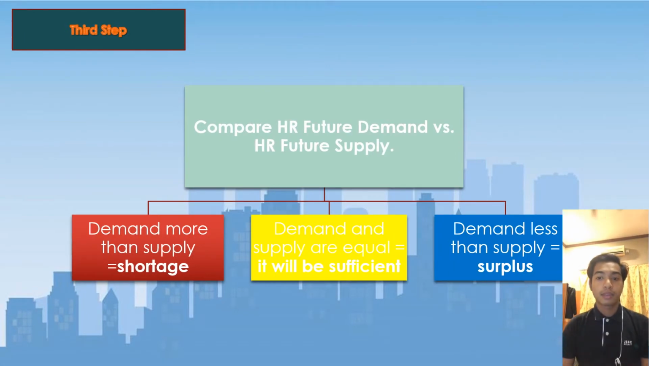The third step is to compare human resource future demand and human resource future supply. There are 3 types of result. The first one is if demand is more than supply, it will be a shortage, meaning a case where the demand for a commodity or service exceeds the supply available. Secondly, if demand and supply are in equilibrium, then it will be sufficient. The equilibrium exists where the amount requested matches the quantity supplied.